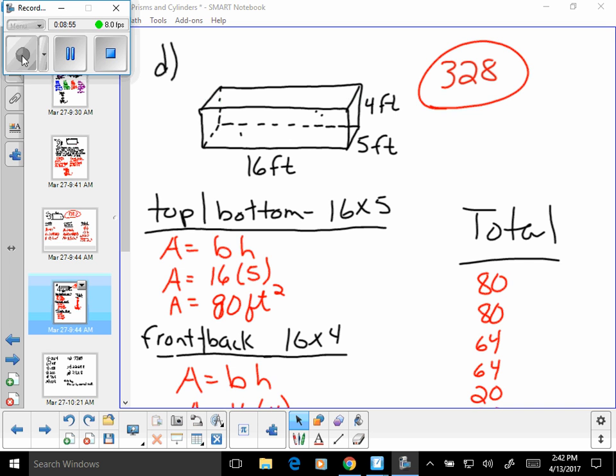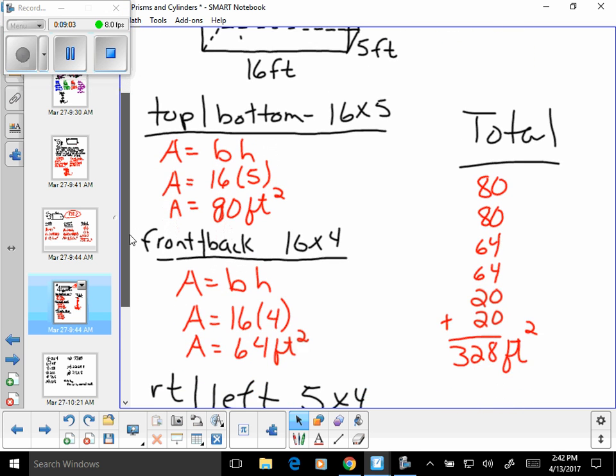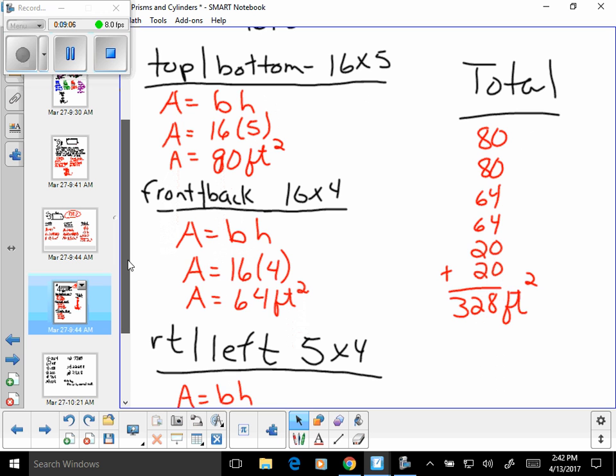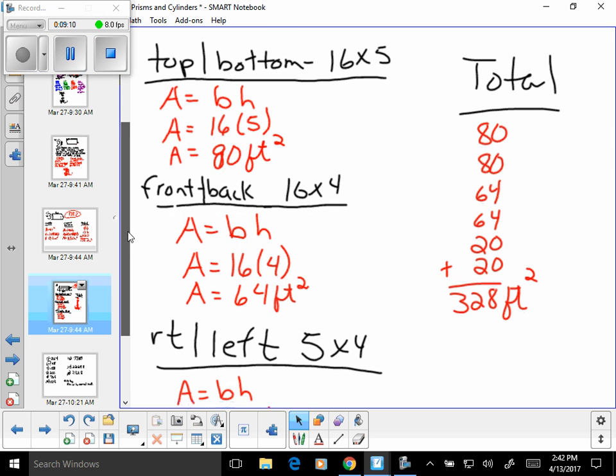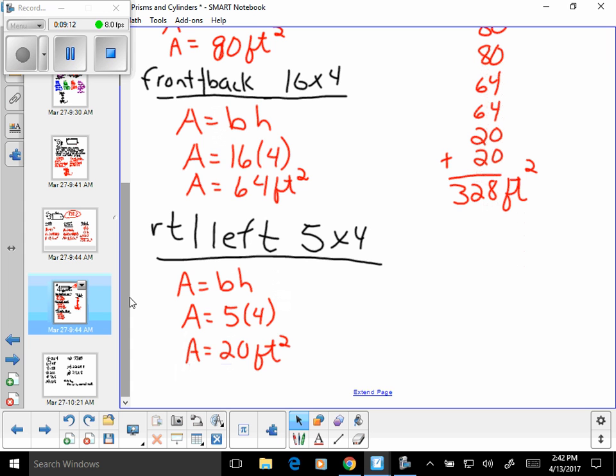All right, class, hopefully you got the 328 when you calculated it. You should have gotten 80 feet squared for the top and the bottom. Should have gotten 64 feet squared for the front piece and the back piece. The little right-hand sides and left-hand sides should have been 20.